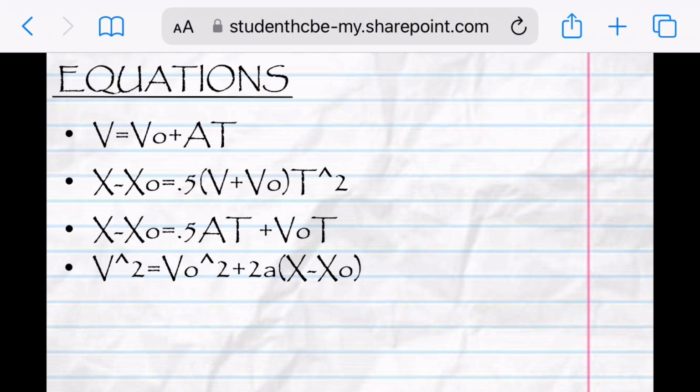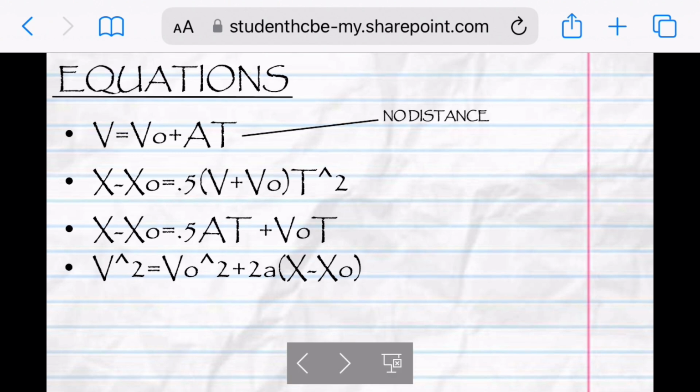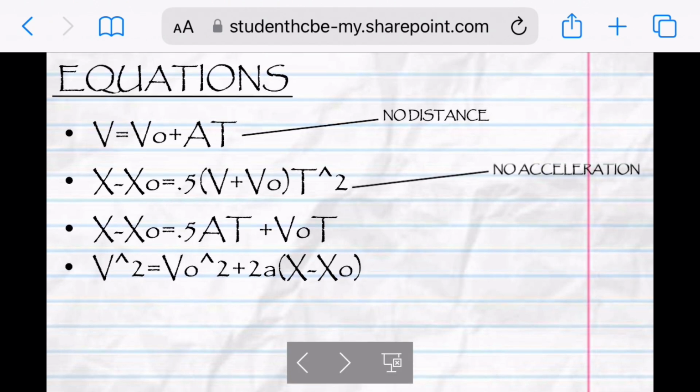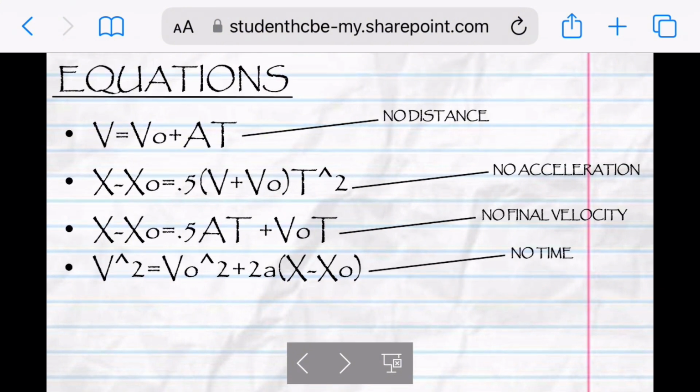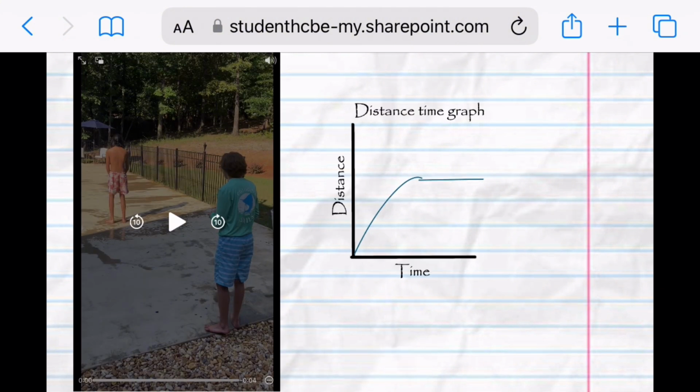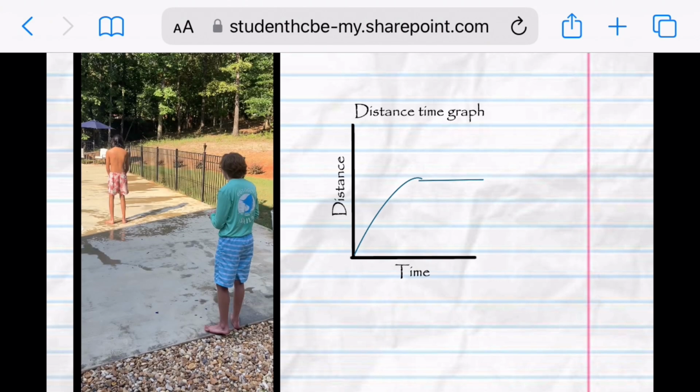distance. There are many ways to remember these equations and which one to use, but the main one goes as such. The first one has no distance, the second one has no acceleration, the third one has no final velocity, and the fourth one has no time. Now, look at this funny video.